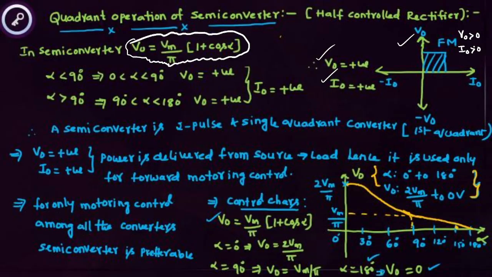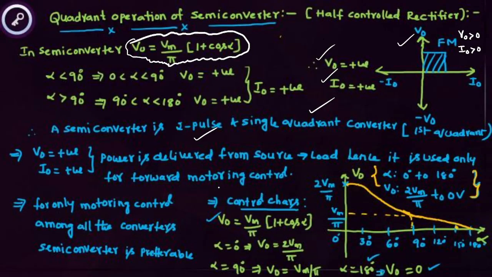But in the full wave rectifier, the voltage may be negative, that is in the fourth quadrant. But here voltage is never negative and current is never negative. That's why V naught and I naught are always positive. That's why the semi converter is a 2-pulse, single quadrant converter. But the full wave rectifier is a 2-pulse, 2-quadrant converter. The semi converter is a single quadrant, that is first quadrant, converter. V naught positive and I naught positive means power is positive, so power is delivered from source to load.